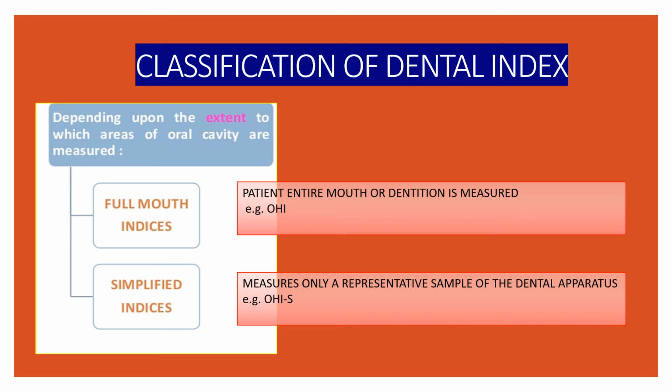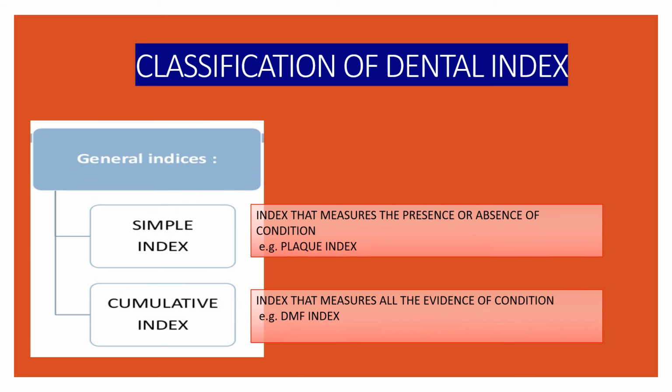But whenever you're talking about the simplified one, it measures only a representative sample of the dental apparatus, like OHI-S or the plaque index. Selected teeth are only evaluated in that case, so it is simplified. Now the general index, that is the simple index. It is an index that measures the presence or absence of a condition, whether plaque is present or plaque is absent. This index only tells about that. So that is a simple index.